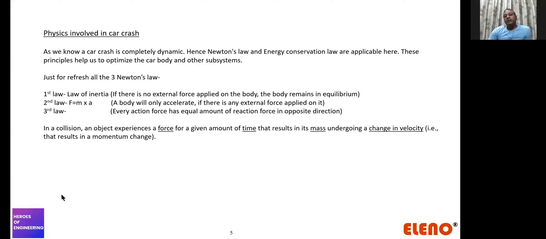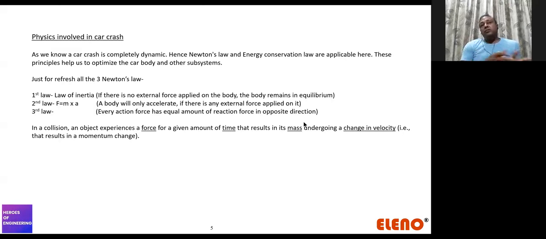Yes, perfect. So here I start with the basic physics involved in a car crash. You know that a car crash is completely dynamic. As you already know, velocity is involved here, and hence all of Newton's laws and energy conversion are applicable. These principles actually help us optimize the body and the subsystems.